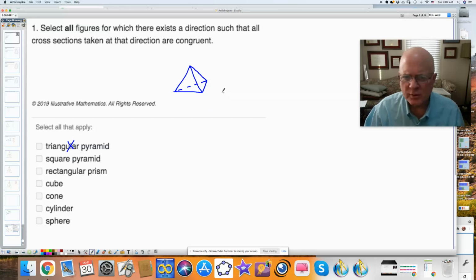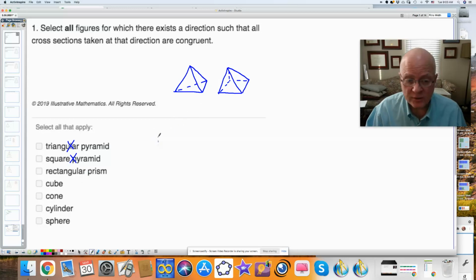How about a square pyramid? A square pyramid will do the same thing. This time I'll draw a triangle, I'll draw my second triangle, and I'm going to draw this piece like this. And this is the same thing. You can't do that. Now prisms, they have the same top and the same bottom.